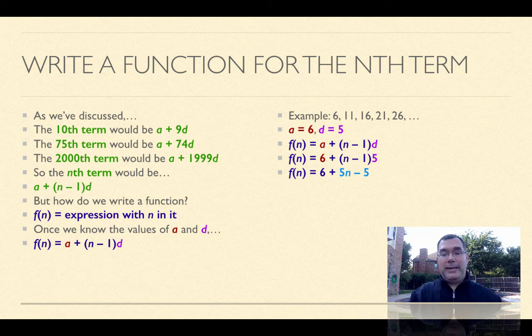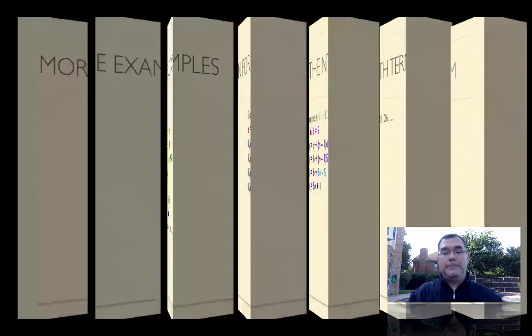Distributive property will give me 6 plus 5n minus 5, and then I can simplify the 6 minus 5 to give me 1. So my function is 5n plus 1.